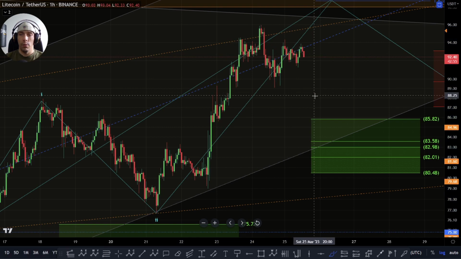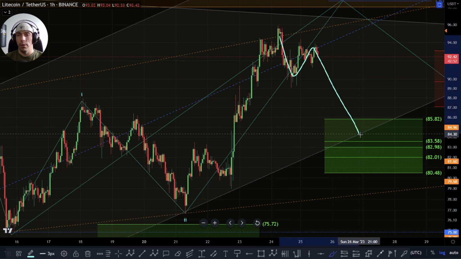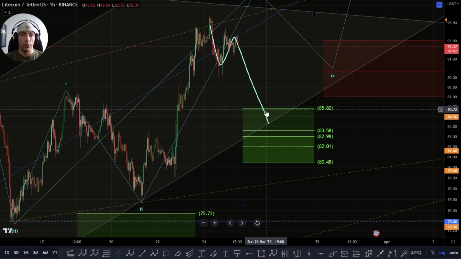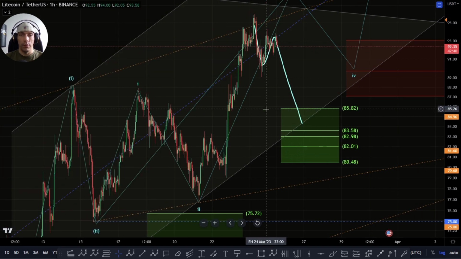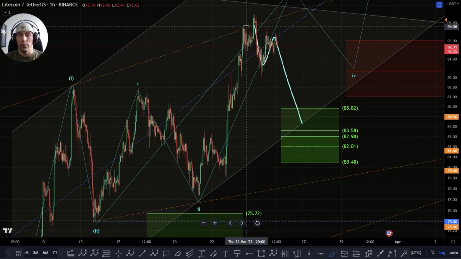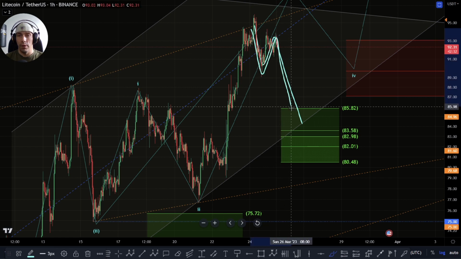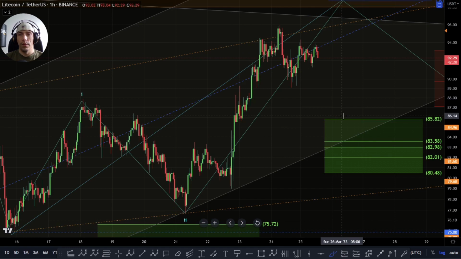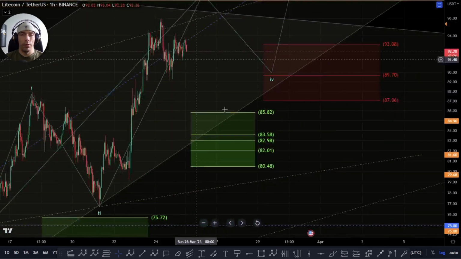So we need to just see whether we actually do break down in a three-wave structure here, looking to target this zone of this bottom channel and this 85, 82 to this 80, 48. So obviously this 50% here is quite an interesting zone. We can see there's a lot of interaction here as support and resistance. So potentially that could be an area we look to actually come back down into as an ABC if we do move down here. So keep an eye on this level. Potentially that could be an area where we look for a turnaround.